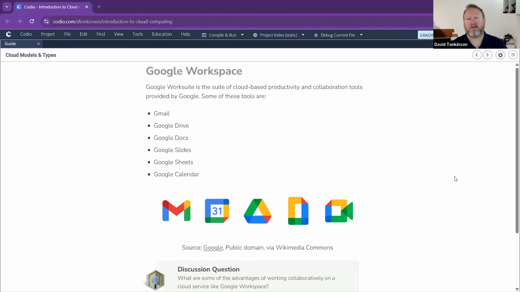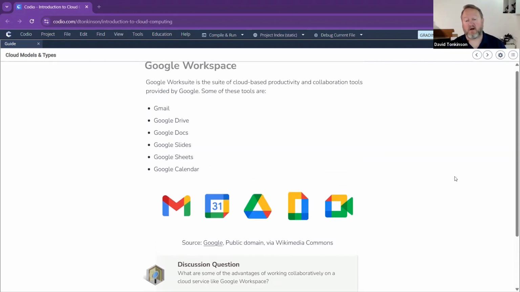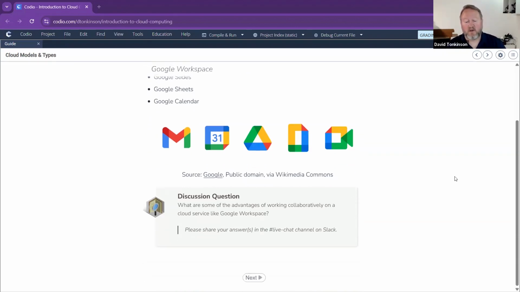Okay, Google Workspace is a classic example of a SaaS product. It is a cloud-based product. It gives us Gmail, Google Drive, Google Docs, Slides, Google Sheets, and Google Calendar. So there are different applications in there, and it throws a big bundle of applications at us.